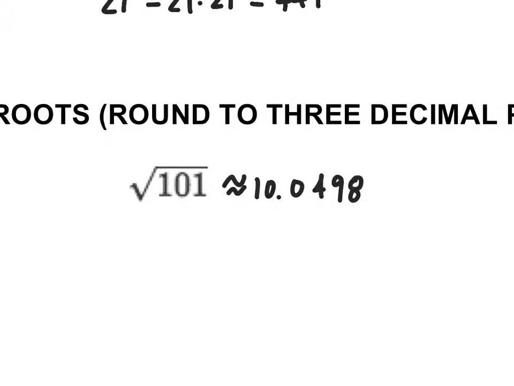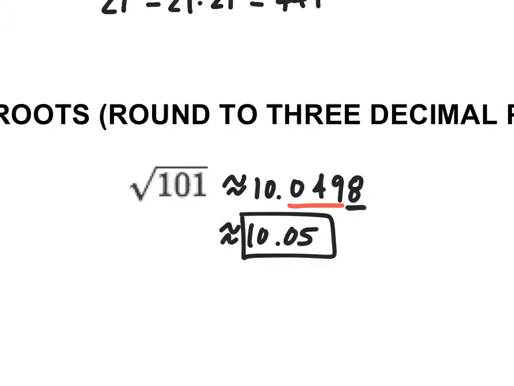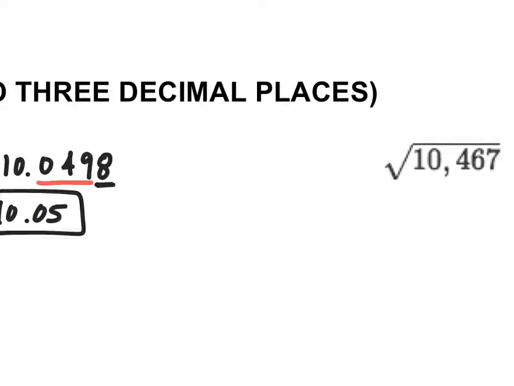Now, what I want to do is, because if I'm rounding to 3 decimal places, I look at my fourth number. Okay, now because my fourth number is 8, I need to round this number up. But because this is a 9, I need to round that up to a 0, meaning I need to round this up to a 10. All right, so this is going to end up being 10.05 as my final answer. Okay. All right, let's take a look at this one.